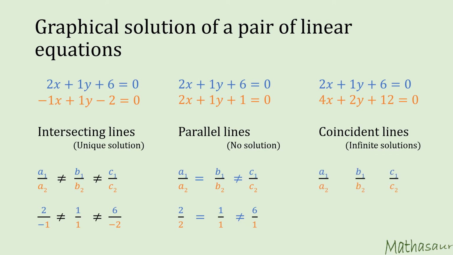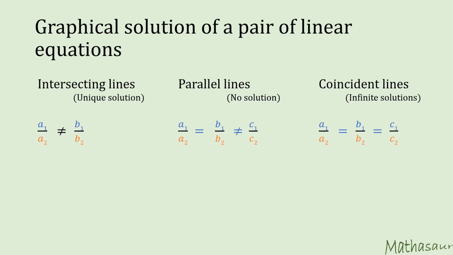Let us look at coincident lines. We see that the denominator in each of the ratios is twice the numerator, or all the three ratios reduce to 1:2. So a1 by a2 equals b1 by b2 equals c1 by c2. It is interesting to note that just by looking at the coefficients of the x and y variables and the constant term in a pair of linear equations, we can conclude whether the pair of lines is intersecting, parallel or coincident.